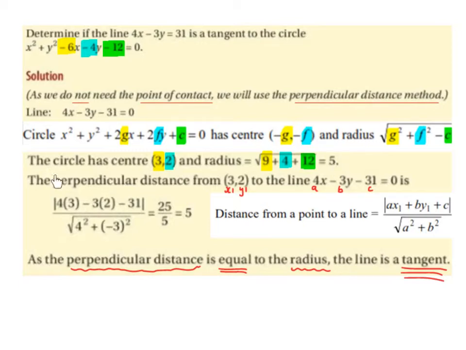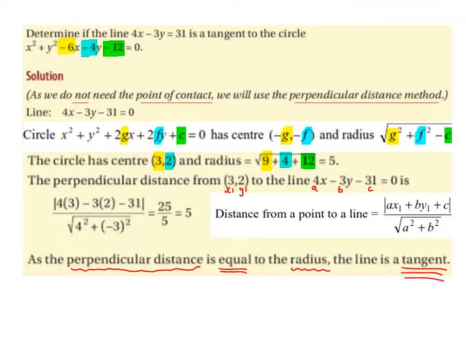So next we're going to get the perpendicular distance from the centre point, which is 3, 2, to the line given in the question, which is 4x minus 3y minus 31 is equal to 0. So remember, we took the 31 over the equal sign and became minus 31. So we label our centre point as x1, y1, and we label our line as a, b, and c. Next we substitute into the formula, which is the modulus a times x1 plus b times y1 plus c, all divided by the square root of a squared plus b squared.